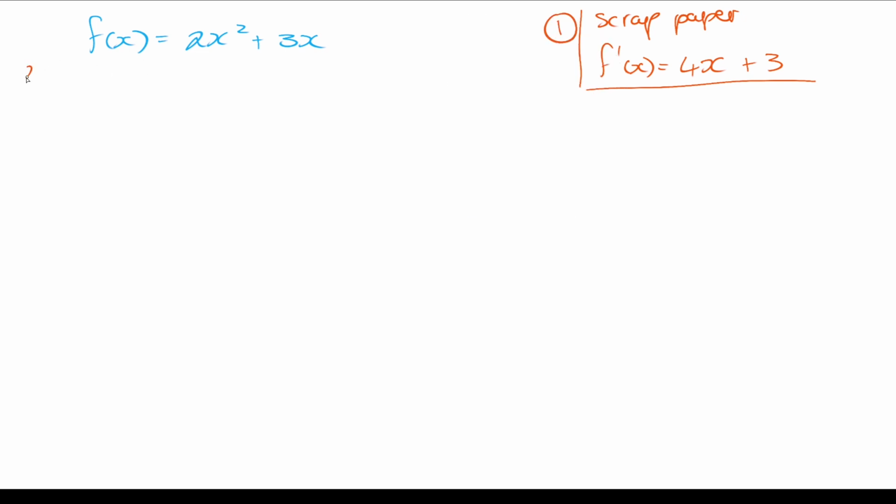My second step is to figure out what f of x plus h is equal to, and to simplify it as much as possible.